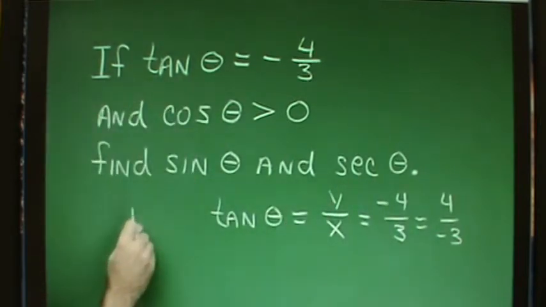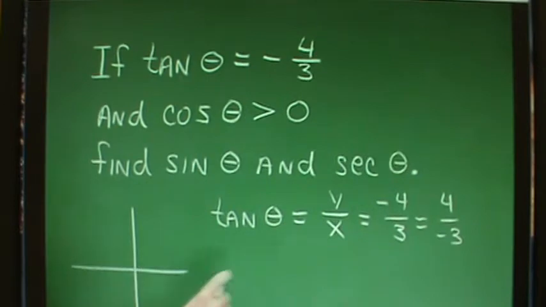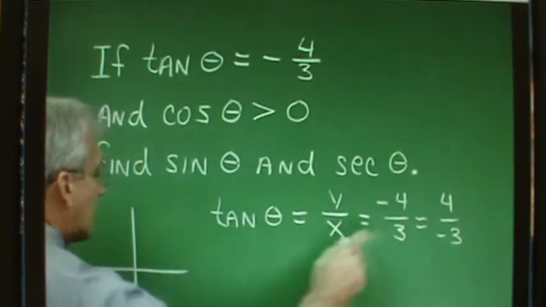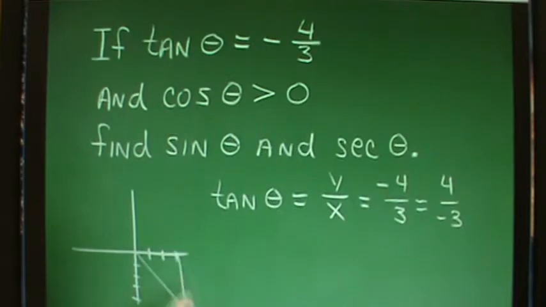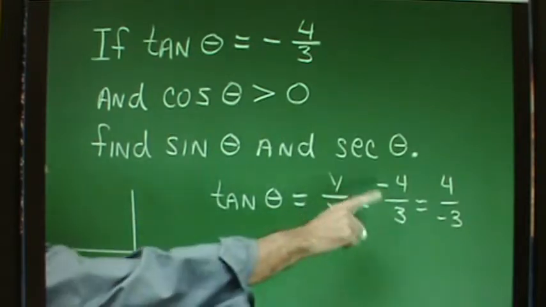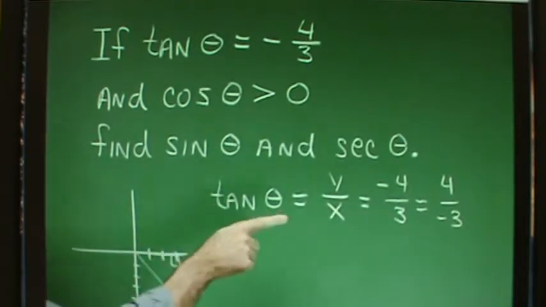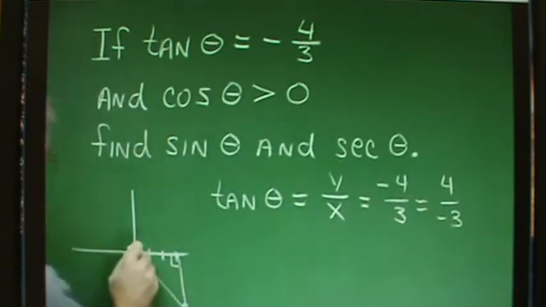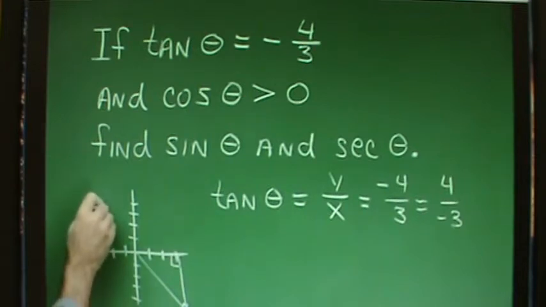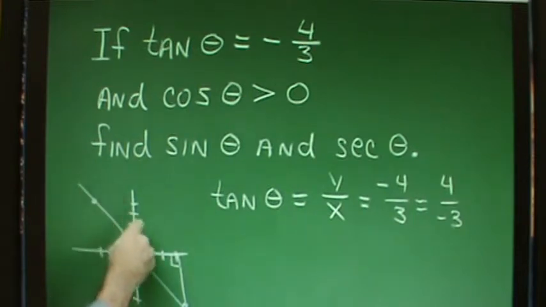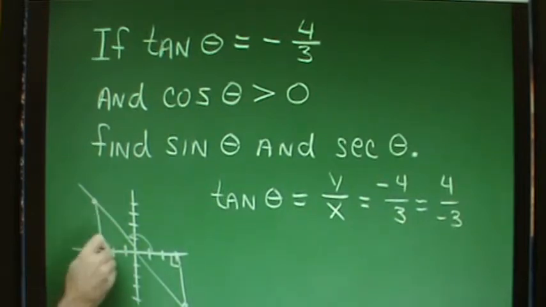We're thinking, gee, I could have a y of negative 4 and an x of 3. That's an x of 1, 2, 3, and a y of negative 4. So it could be in here for our reference triangle, you see. Or it could be 4 over negative 3. Now, the negative 3 is the x, so x is negative 3, and y is 4, so it could be here. You see, maybe this is our angle, and this is our reference triangle. Now, which one is it?